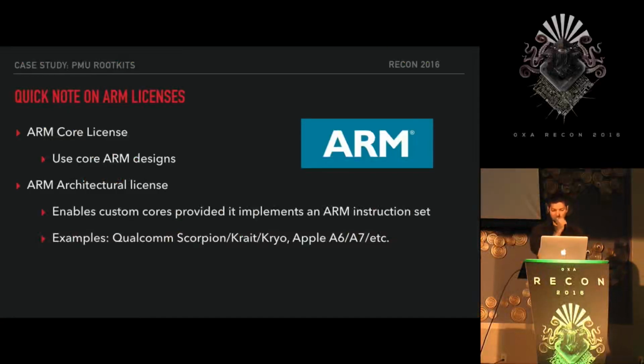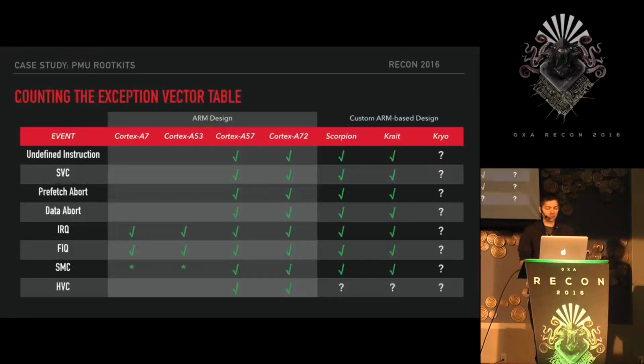But a quick note on ARM licenses. There's a core license, where you use ARM's core design, and then there's the architectural license, which allows you to build a custom design as long as you implement the ARM instruction set. Qualcomm, Apple, and lots of vendors have architectural licenses. I mention that because I wanted to show which cores are capable of counting the exception vector table.